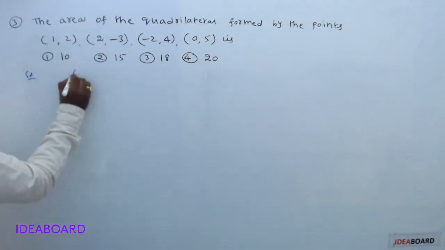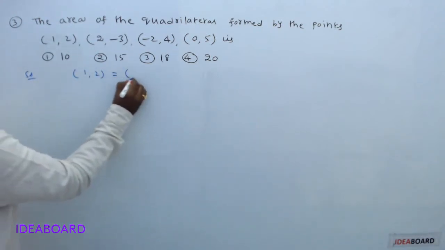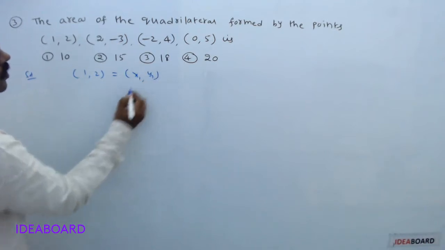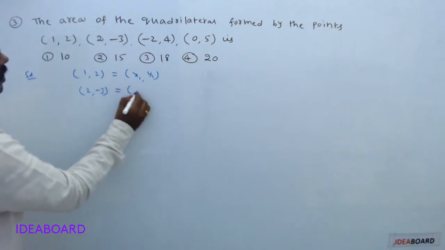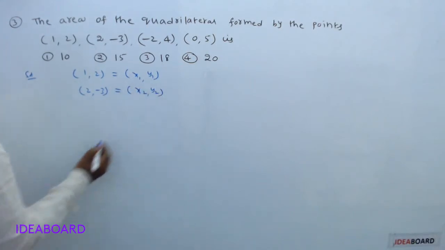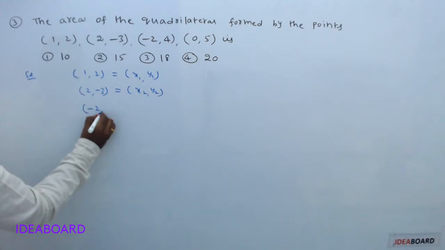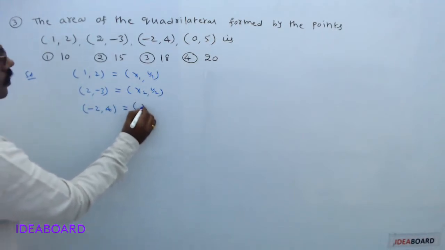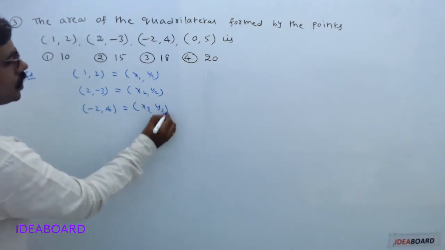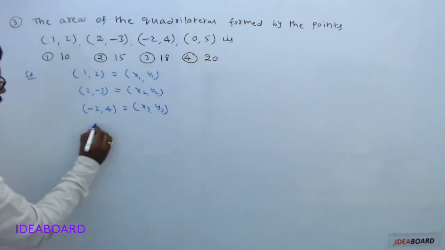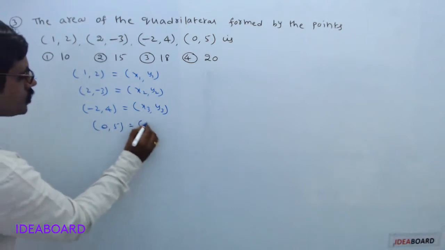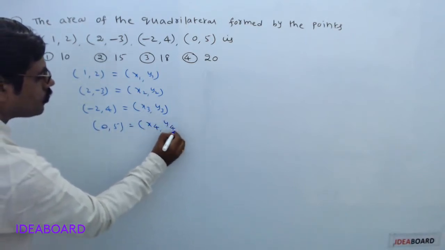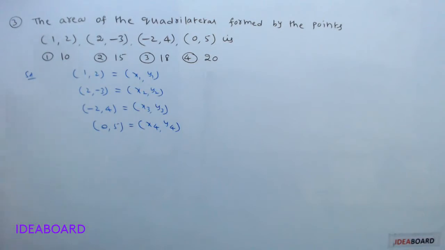So what is the first point? (1, 2). Denote this point with x1, y1. Second point (2, minus 3). Take this point as x2, y2. Third point (minus 2, 4). Denote this point with x3, y3. Then finally (0, 5). Denote this point with x4, y4. Then write down the formula for area of quadrilateral.